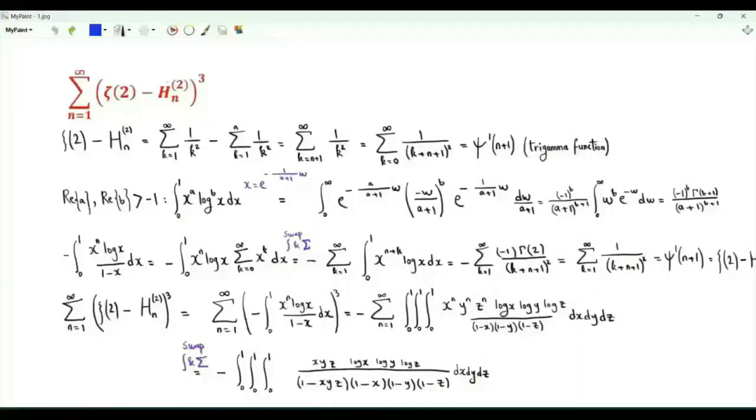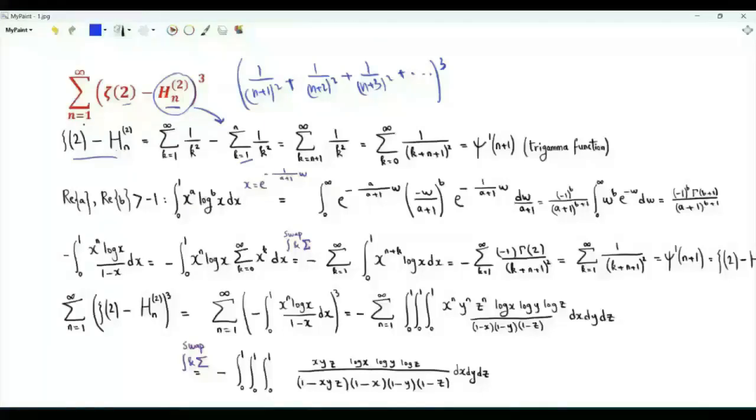Bismillah ar-Rahman ar-Rahim. We have the sum over positive integer n of the cube of zeta of 2 minus this generalized harmonic number, which is defined as summation k from 1 to n, 1 over k squared. So this difference is 1 over n plus 1 squared, plus 1 over n plus 2 squared, plus 1 over n plus 3 squared, and so on. We cube this, then sum over positive integer n.